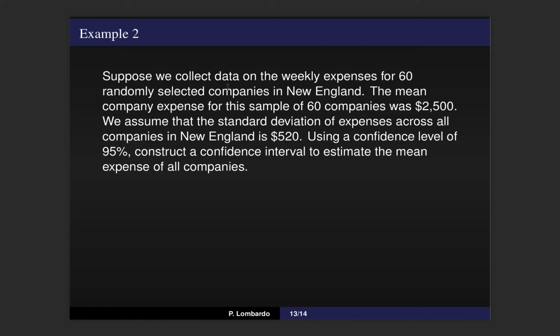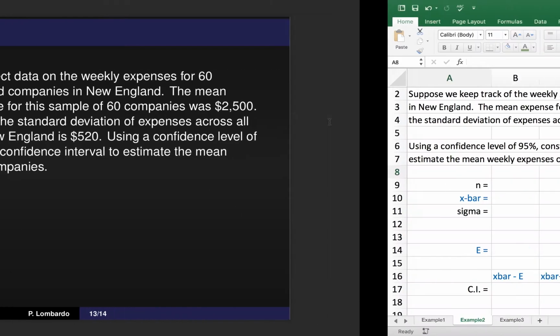Let's consider example 2. Suppose we collect data on the weekly expenses for 60 randomly selected companies in New England. The mean company expense for this sample of 60 was 2,500. We assume the standard deviation of expenses across all companies in New England is 520. Assuming a confidence level of 95%, construct a confidence interval to estimate the mean expense for all companies.